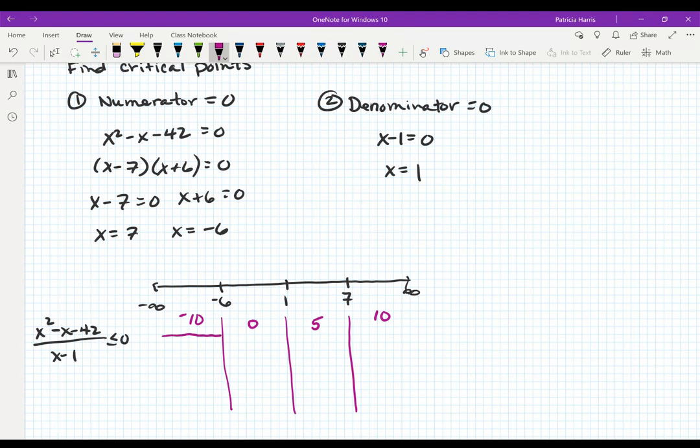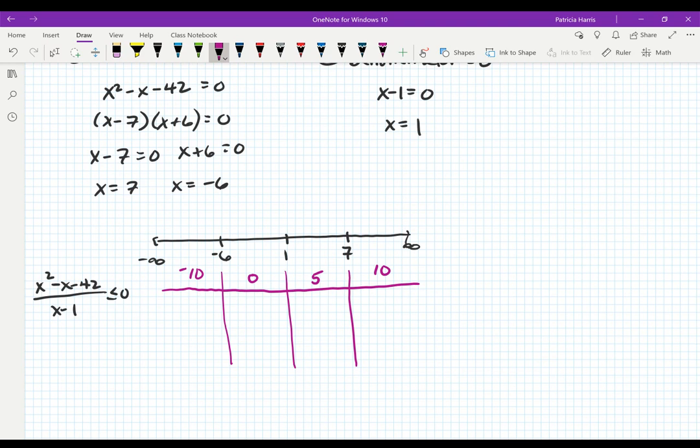Okay, let's do a little scratch work. Let's see, negative 10 squared, and you're plugging these test values in for x. So negative 10 squared is 100, minus 10, minus 42, and then negative 10 minus 1. Now, since it's less than or equal to 0, you might just have to look at the signs. Okay, so you have to just decide if it's positive or negative. So I have a positive value on the top and a negative value on the bottom, which gives me a negative, and negatives are always less than 0, so this is true.